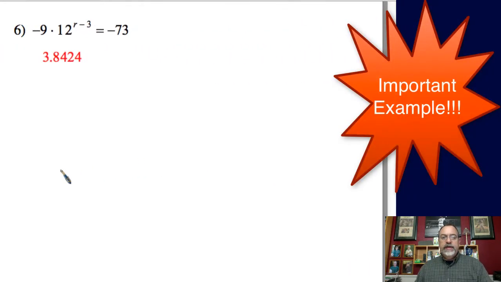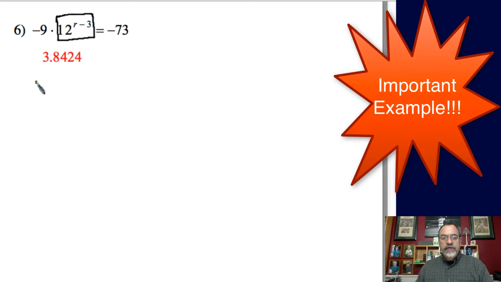In our next few examples, it's going to get a little bit more difficult, but again, we're going to do the same thing. We're going to identify the term that has the variable, we're going to isolate it, and then we're going to undo it by using logarithms. So in this example number 6, we notice here's the term that has the variable I'm solving for, r. R is part of the exponent. So this has to be by itself first.